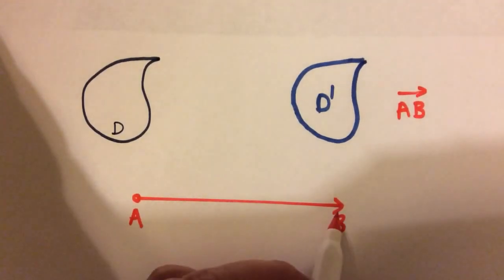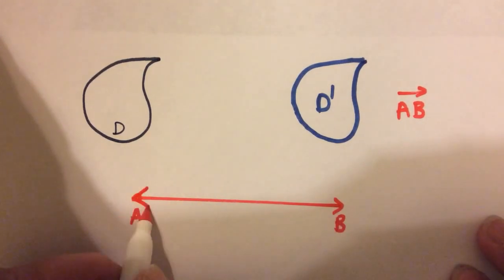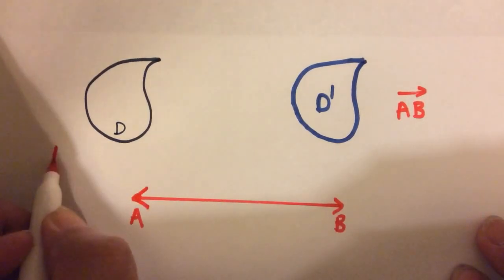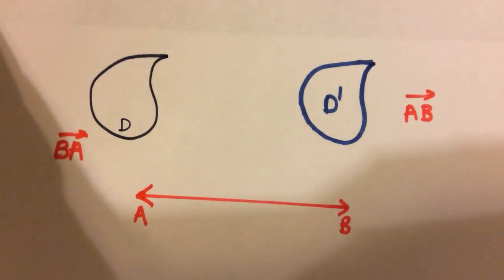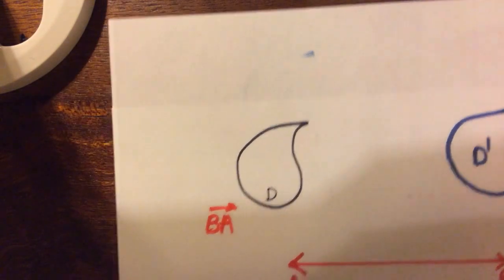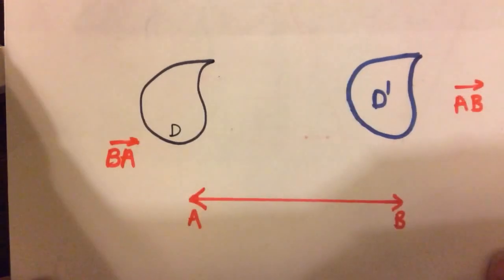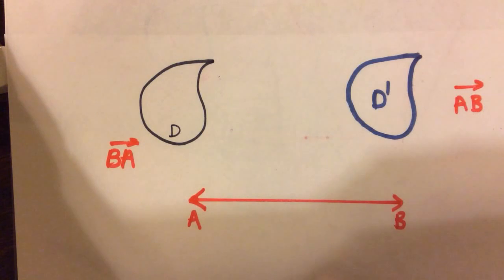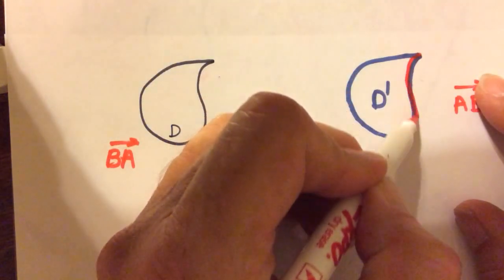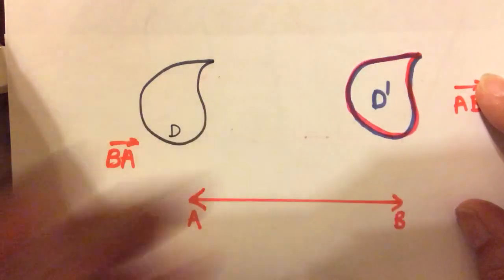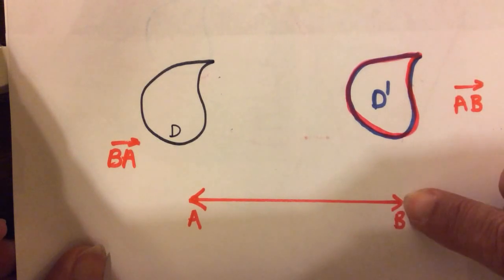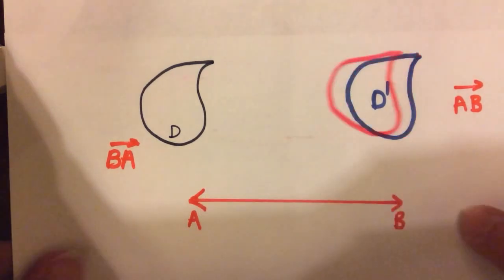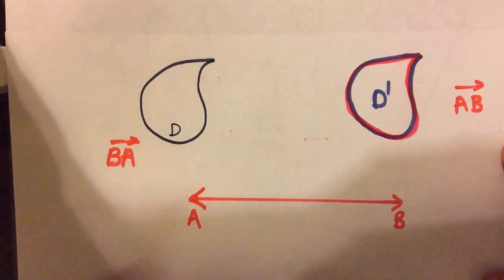So what if I used vector BA? Vector BA should take it back where it started. So we'll look at that. So this time, I'm going to start with my translated figure. I'm going to translate it along vector BA this time, which means I'm going to take point B and move it to A. Whoops, I've got to trace my vector.